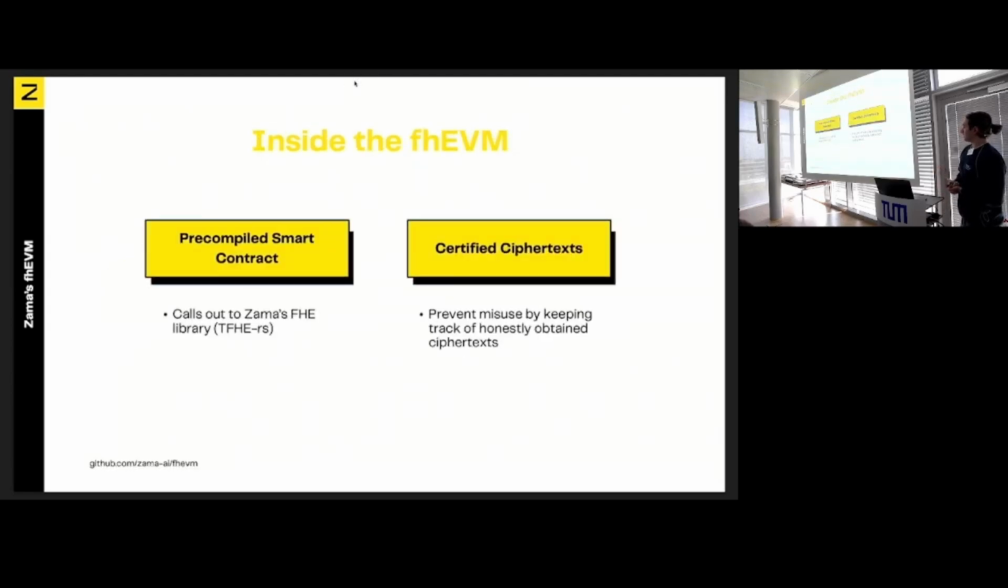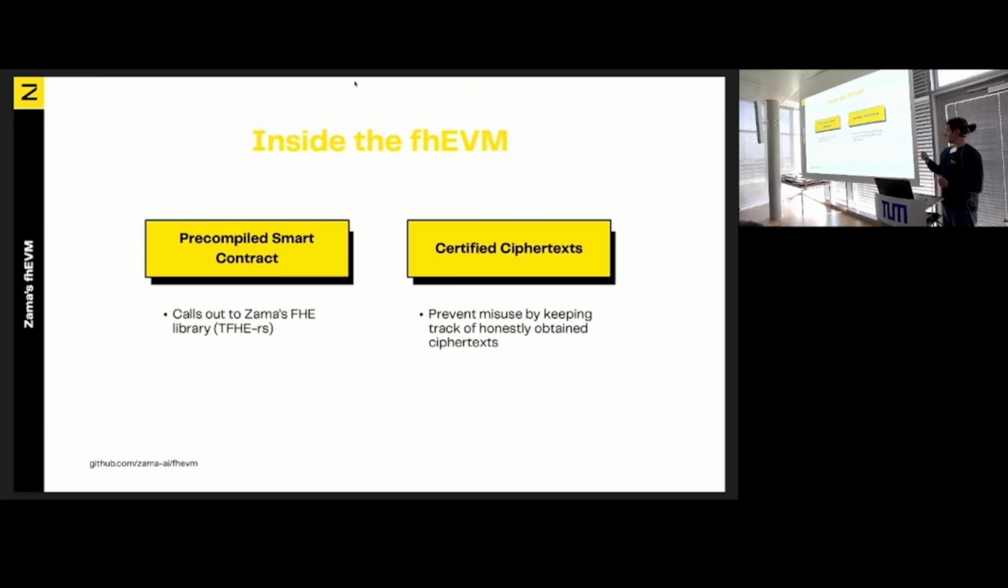Now, I glossed over many details in that whole system, but maybe I can give you a couple more. So the way we manage to have smart contracts execute FHE operations, which are too heavy to be executed using EVM bytecode, is we introduce a few more precompiled smart contracts, which basically escape the EVM execution environment in order to call out to our custom-made Rust library implementing FHE operations.